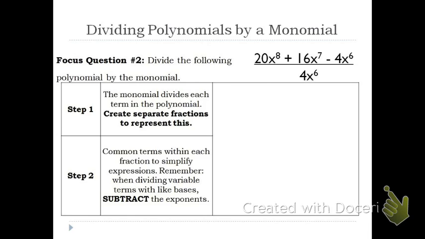Now for number 2. See how this is set up where you actually have the 4x to the 6th power being divided from the polynomial. But again, the best thing for us is to visualize it by actually writing 4x to the 6th power underneath all parts. Now when we simplify, let's see what we get.